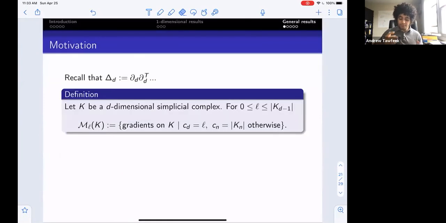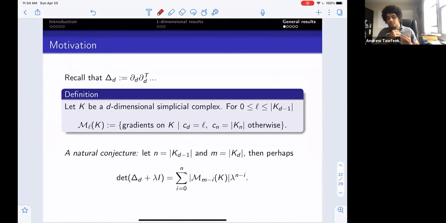So why not redefine this set, or generalize the set from earlier, to now be the set of gradients on K where interesting things are happening in D dimensions, but everything less than that, essentially everything is critical. There are no interesting gradients or anything going on in lower dimensions. So this really is a set that only cares about the highest dimensions. And then since we have this essentially immediate generalization of the set we had before, why not just conjecture the characteristic polynomial is the same exact thing? The characteristic polynomial of the Dth Laplacian has the same exact statement as before.